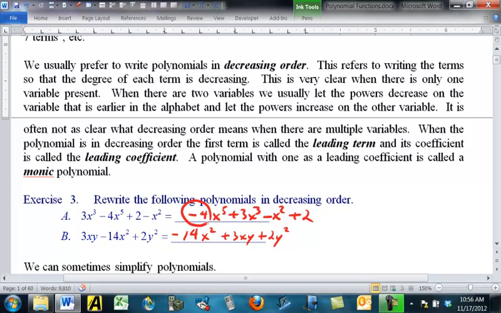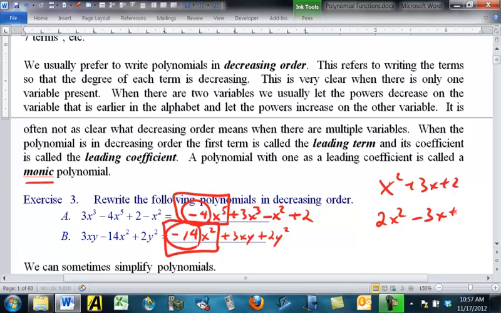When you put it in decreasing order, that first coefficient is called the leading coefficient, and that first term is called the leading term. If the leading coefficient is 1, it's called monic. So, x squared plus 3x plus 2 is monic. 2x squared minus 3x plus 7 is not monic. That coefficient of 1 is what makes it monic. If it's first degree, we call it linear. 3x plus 1 is degree 1, and that's called linear.